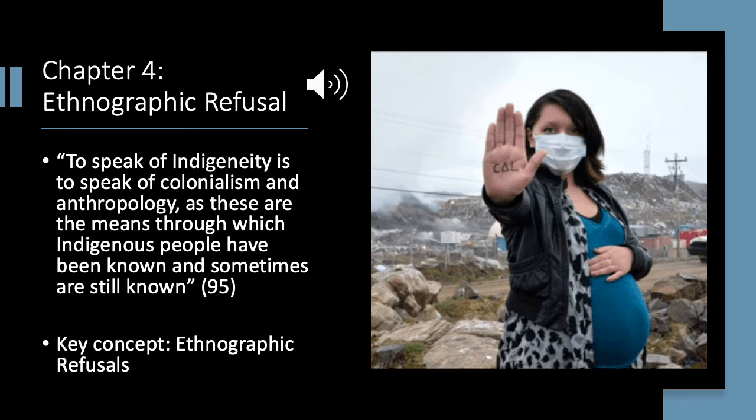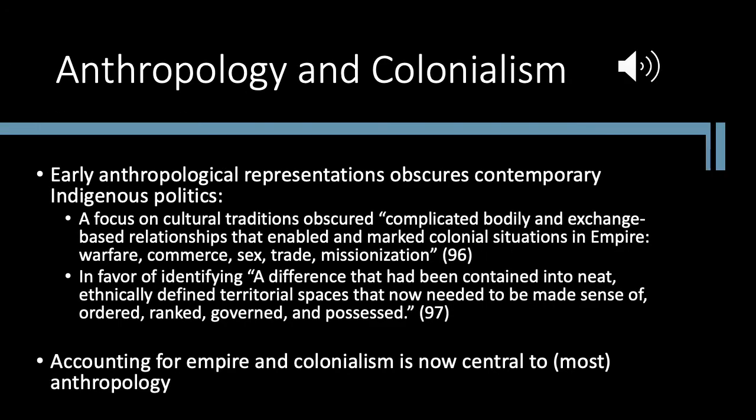Ethnographic refusals is how she deals with that entanglement. This is basically similar material as the previous chapter, but she phrases it in a really, I think, powerful way here. The problem with these early anthropological representations is they obscure contemporary politics. And really, this is a problem with the very concept of culture. I forgot to mention the map that I showed in the previous slide, but if you go back a couple slides, you can look at the map.